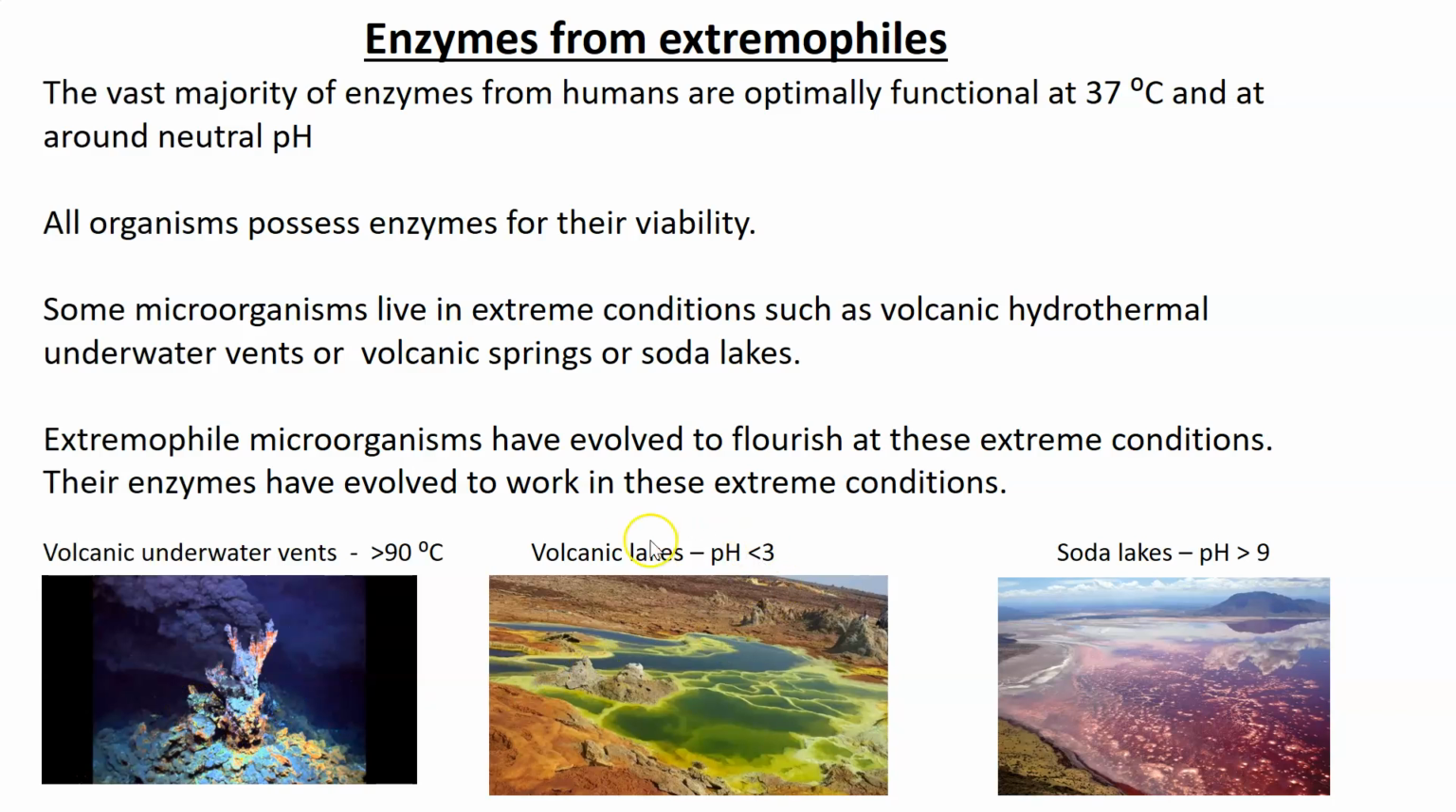Okay, in volcanic lakes, volcanoes release lots of sulfur gas. So this yellow stuff here is all sulfur. Sulfur reacts with water to produce sulfuric acid, and so the pH is extremely acidic. Okay, we can have the opposite as well in soda lakes, where the pH can be very alkaline. But you can see from these colors, the yellows represent sulfur, but they also represent organisms which are thriving in these extreme conditions.